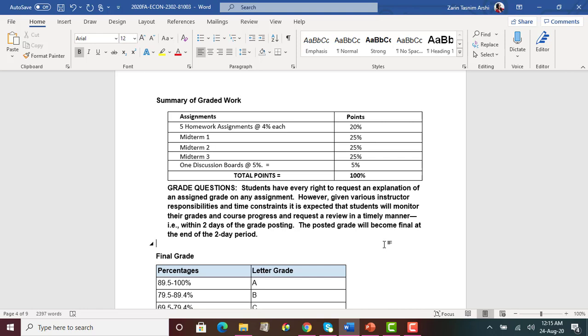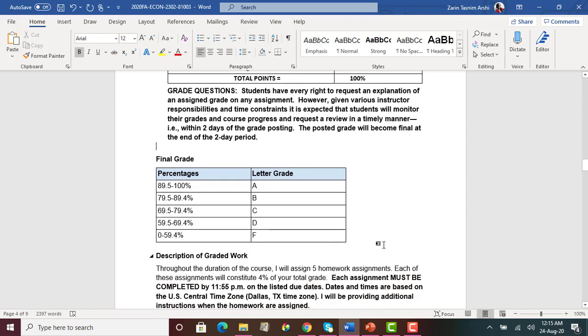Now, as far as the midterms or the exams are concerned, they are not cumulative. Midterm 3 is not cumulative. It does not include everything in the class. It will cover the materials that we cover after midterm 2. Again, midterm 2 is also not cumulative. It will cover the materials that we cover after midterm 1.